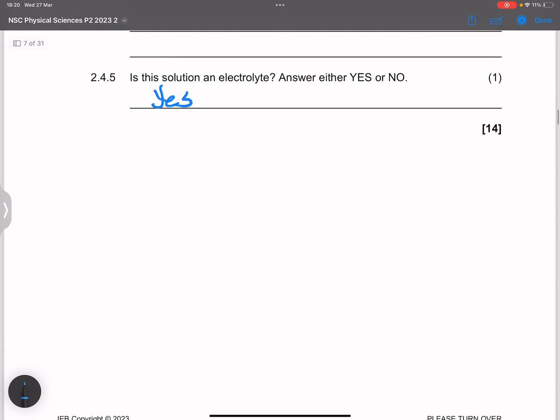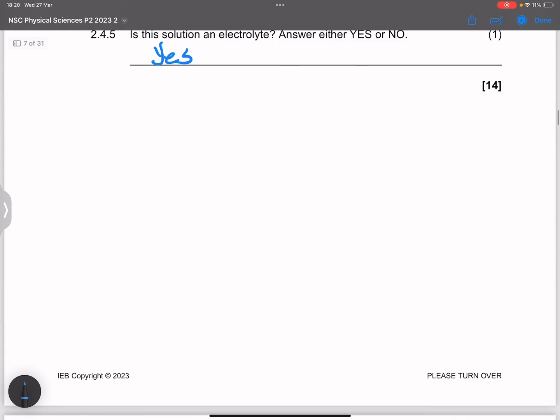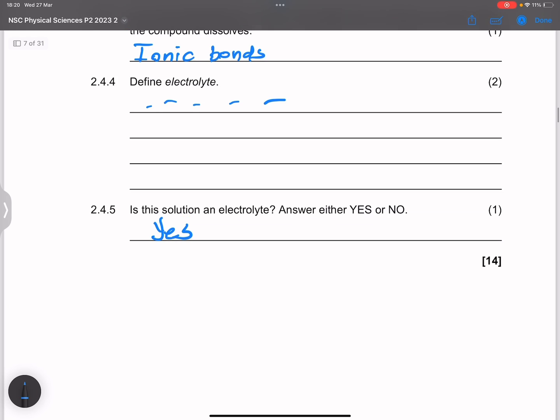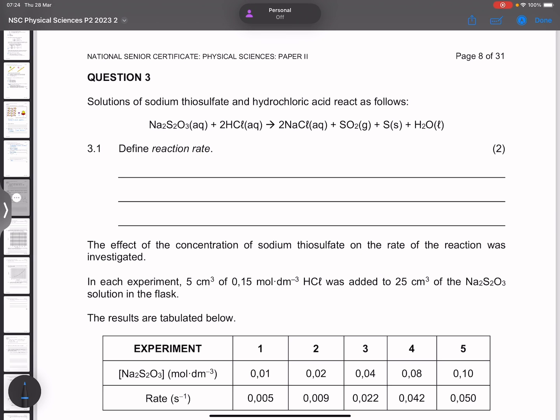Right, and that would be 14 marks, ladies and gents, and that's the end of question 2. I hope that you've got this. I mean, it was mostly theory, so you should be having that on lock. All right, let's move on to the next question. And now we jump into question 3.